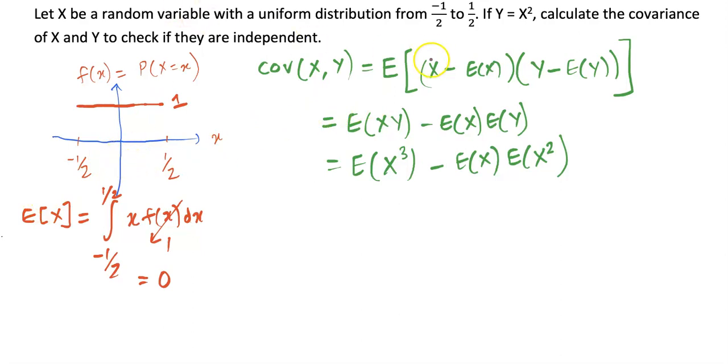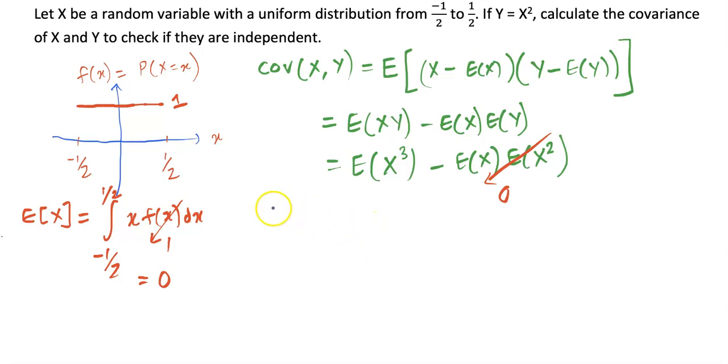Right? So that is great, because now we can substitute: because the expectation of x is 0, this entire term is going to go to 0. Awesome, we have really simplified the expression quite a bit. So all we have to do is now calculate the expectation of x cubed. So how do we do that?